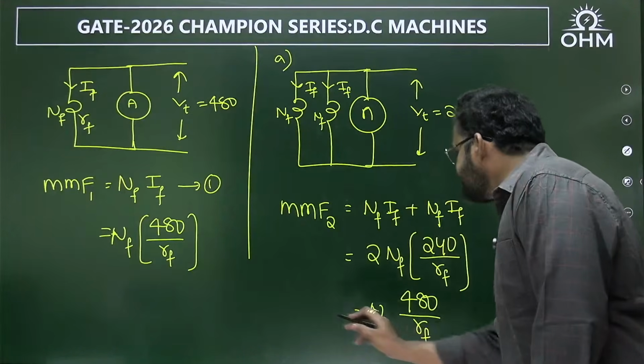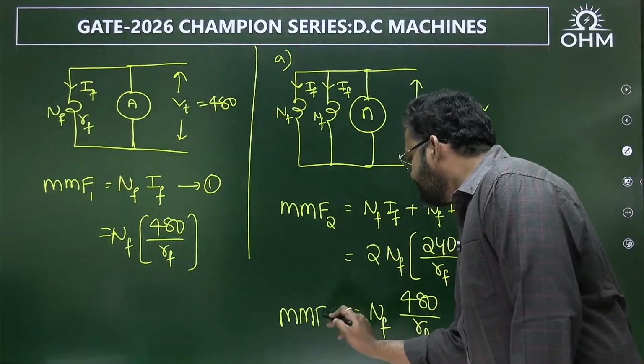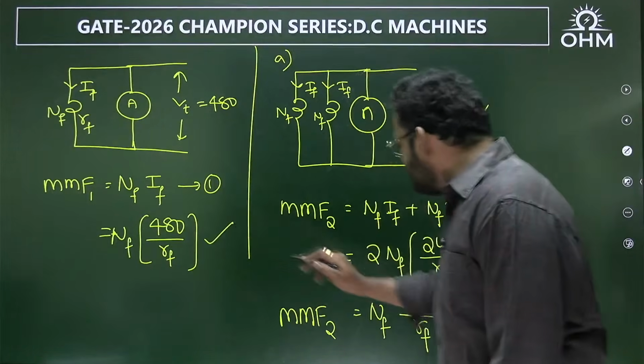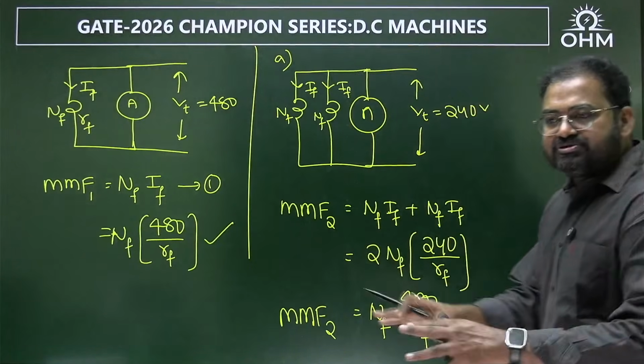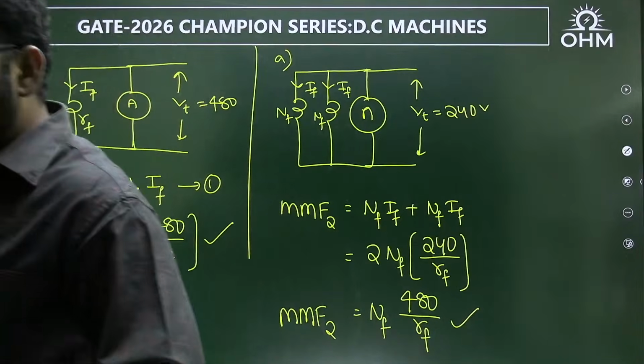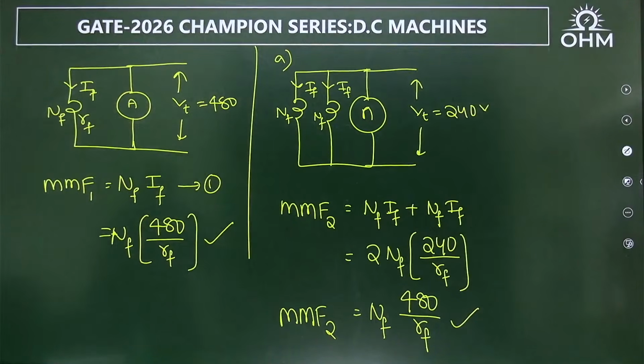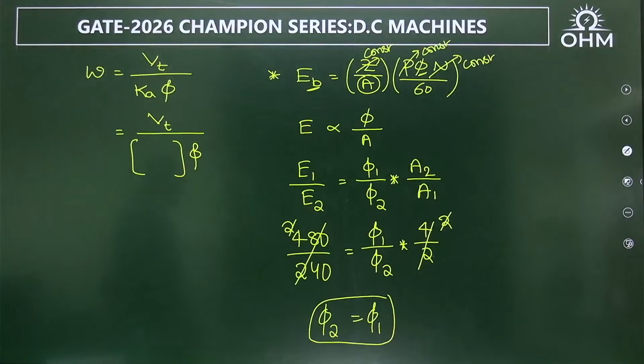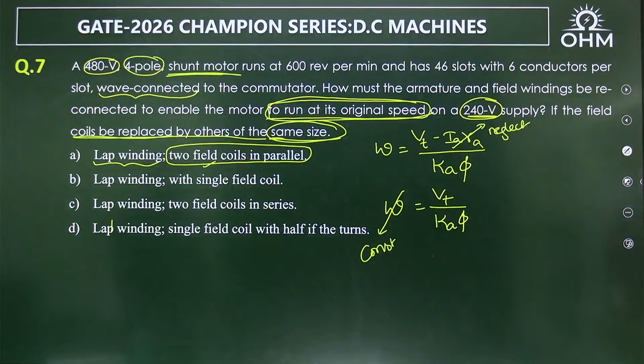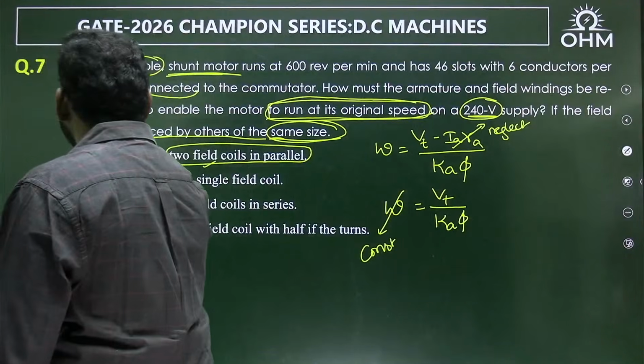Okay, see, what's your observation here now? See, MMF in the first case, MMF in the second case, both look equal or unequal? Both look equal. So both are equal means your condition is satisfied. Phi2 equal to Phi1, the flux is also equal. Flux is equal, that means the given condition is satisfied. Therefore, option A is definitely the correct answer.